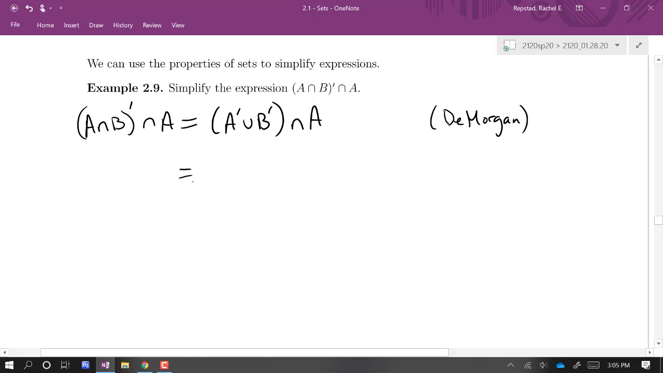Now, I guess this next step could be skipped, but I like doing it because of how I think about distributing. I'm going to use the fact that the intersection is commutative. So if I'm going to use the fact that intersect is commutative, what is my next line going to be?